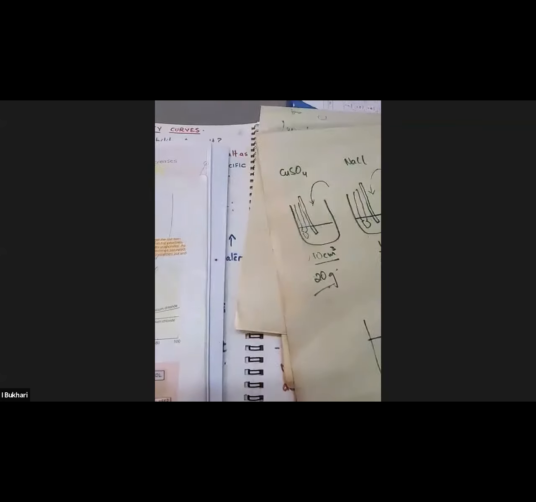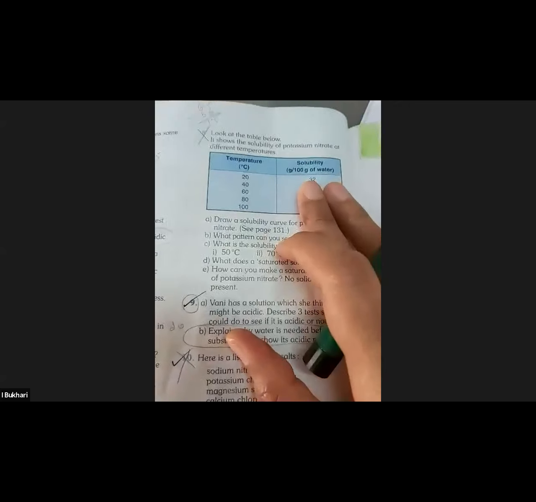Right. So we are out of time. I wanted to do a question. Can we do just one question? I know we are already out of time, but just this question. Question number 8 with me. Do you guys have it? Do you guys have this question?